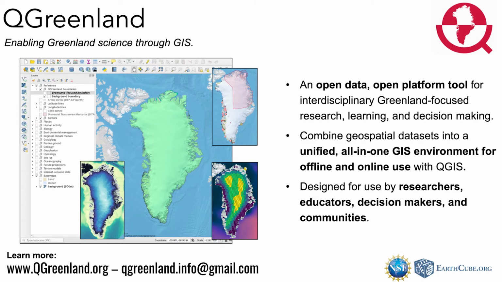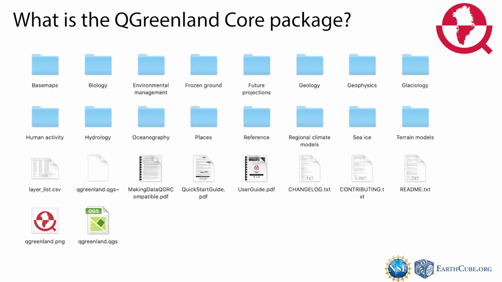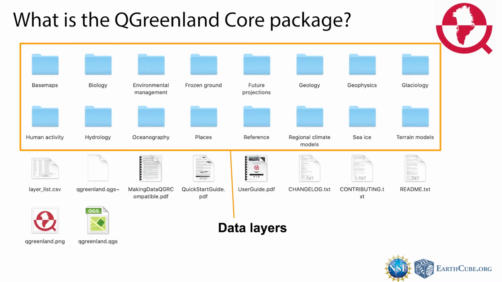The QGreenland base package, which you have downloaded, runs on both Mac and PC products. QGreenland is curated datasets which helps us explore and understand Greenland. In QGreenland, there are a lot of folders containing data layers, which have been organized by topic or layer groups. You can open up any of these folders, and they should have individual datasets or data layers relating to that topic.